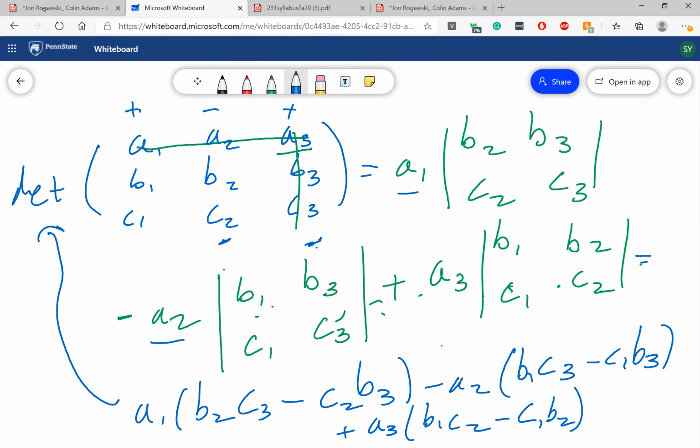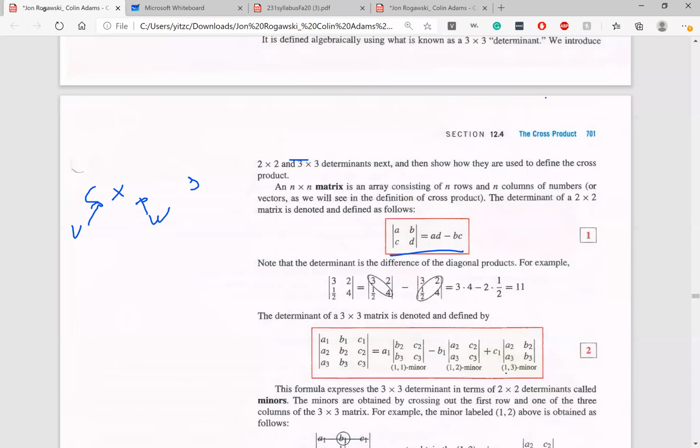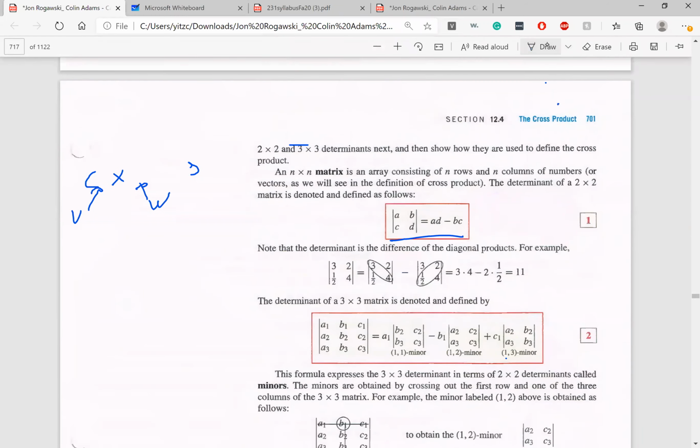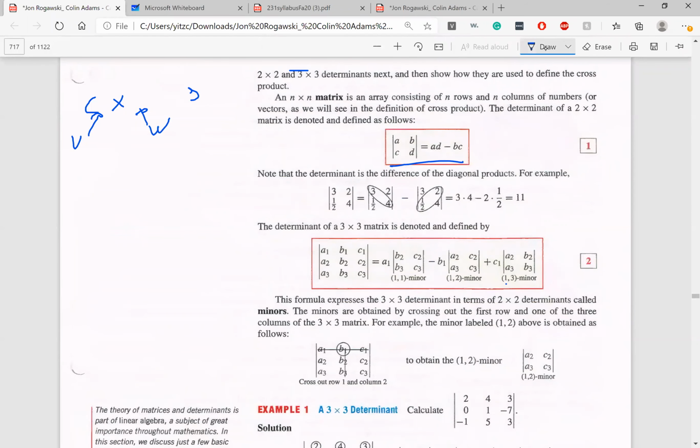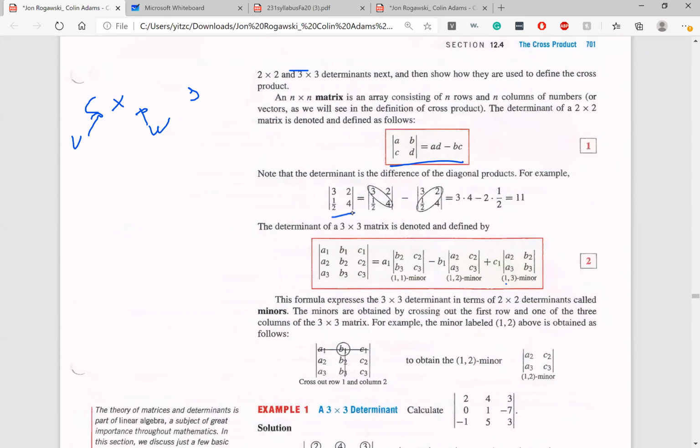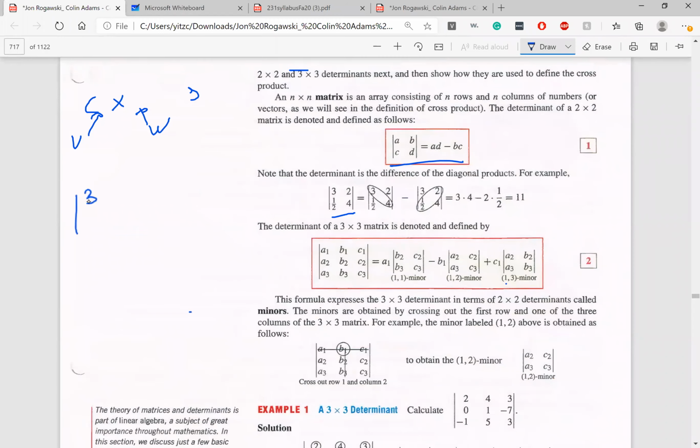So now let's look at this. So for this 2 by 2 matrix, for example, so we want to find the determinant of 3, 2, 1/2, and 4. Well, that's going to be 3 times 4 minus 2 times 1/2, which is going to give us 12 minus 1, which is going to be 11.